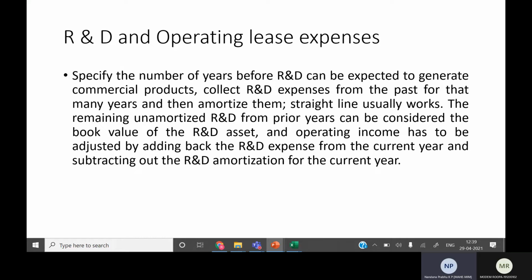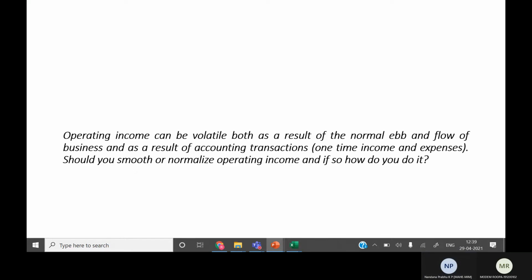and the value of net income, the value of the adjusted EBIT. Okay, we will go to the next slide. This is the next question. Operating income can be volatile both as a result of the normal ebb and flow of business and as a result of accounting transactions. Say, in one year, income might considerably increase, or in another year it might fall down considerably, but it need not be the same. It need not happen always.